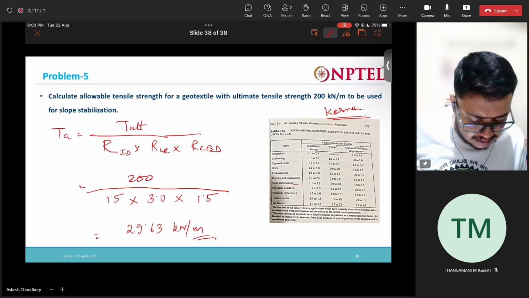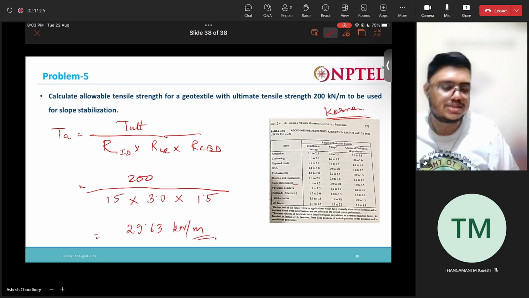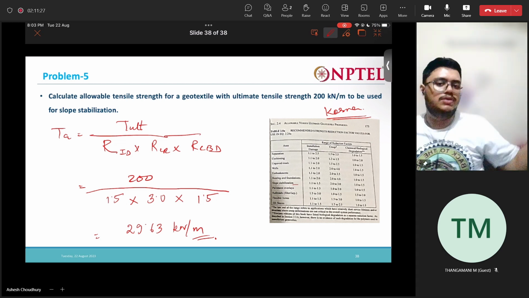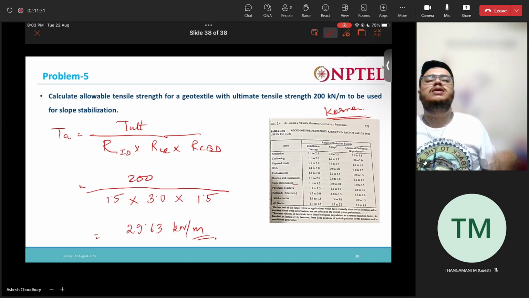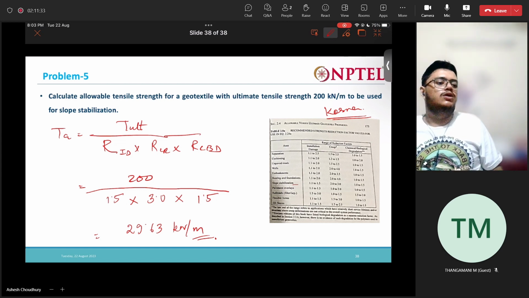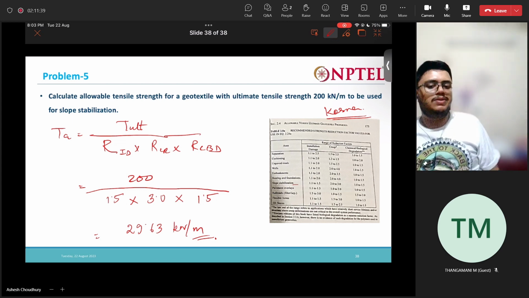The problems we will start solving are from the designing part, where you will be designing reinforced soil walls. We will be using geotextile as filter material. So we will actually be solving some problems on all these things. That is mostly the problematic part.